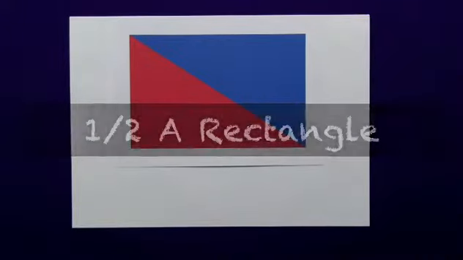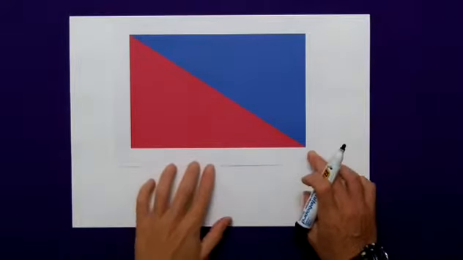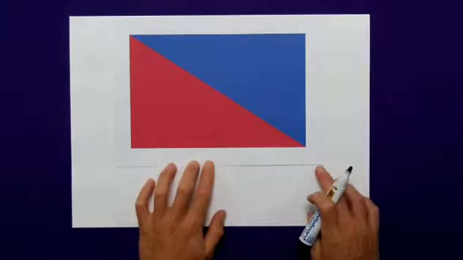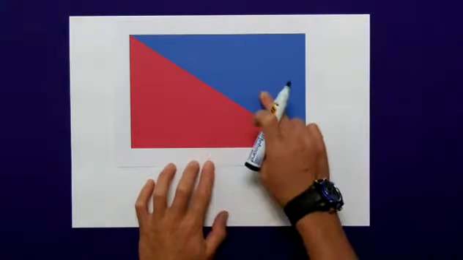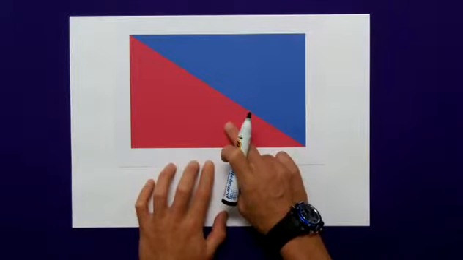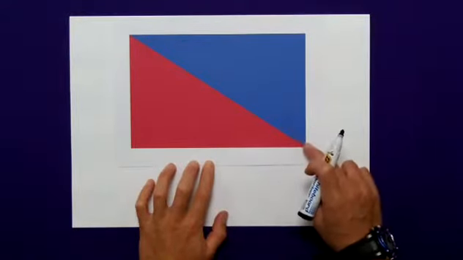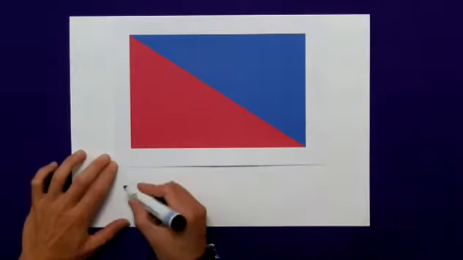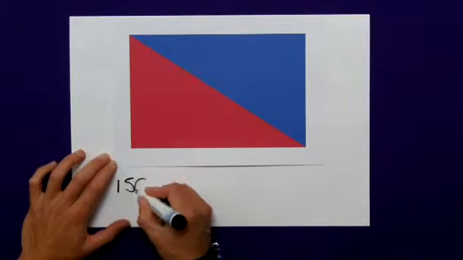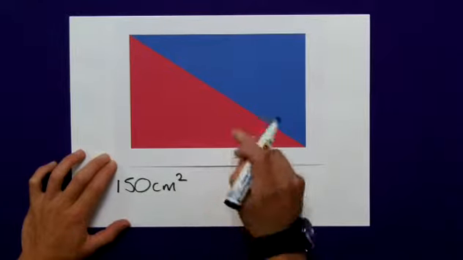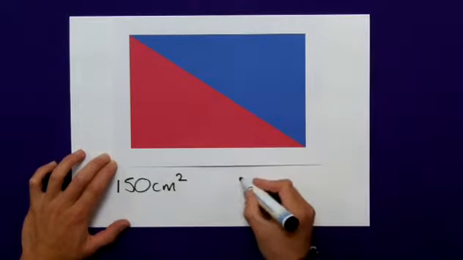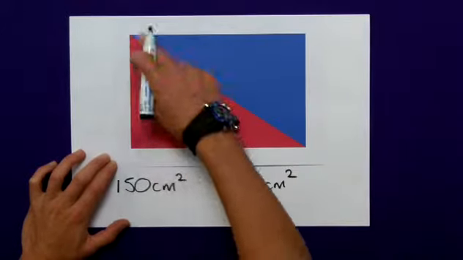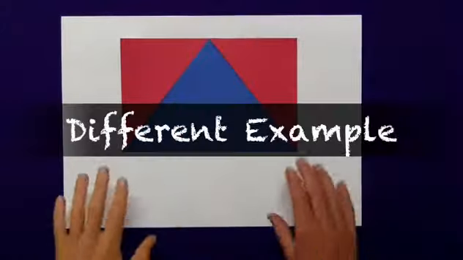If I take that same rectangle and I divide it effectively in half from corner to corner, I've created two triangles. And actually both triangles are exactly the same, they are identical. And each of them take up half the area of that original rectangle. Now the original rectangle was 150 centimetres squared, so each of these triangles will be 75 centimetres squared, half of the original rectangle. This example is no different.